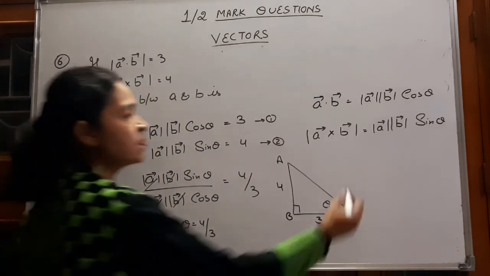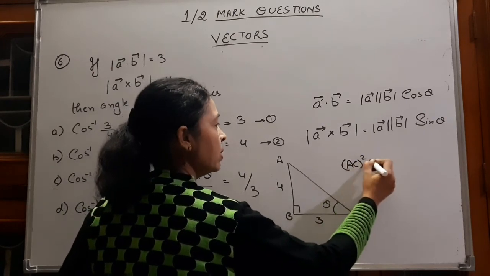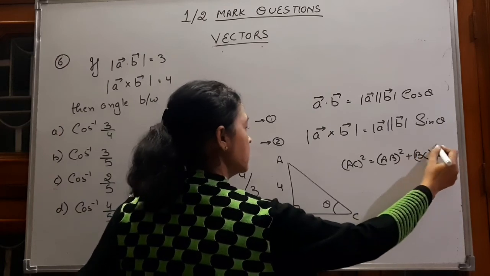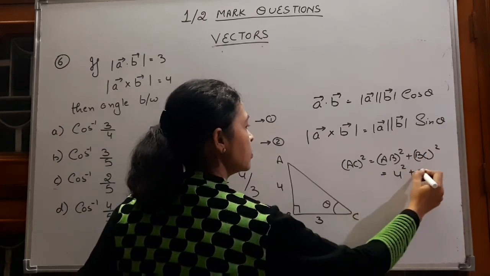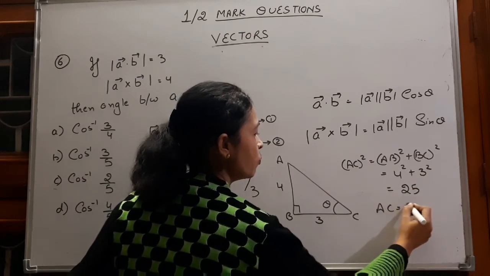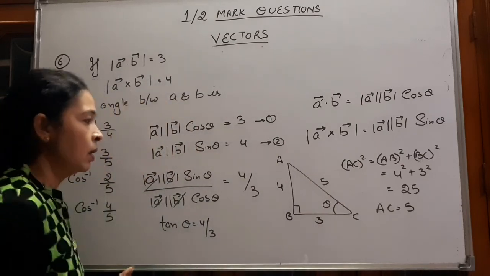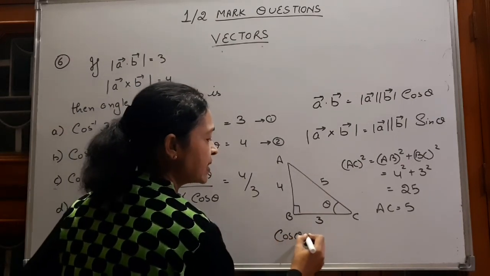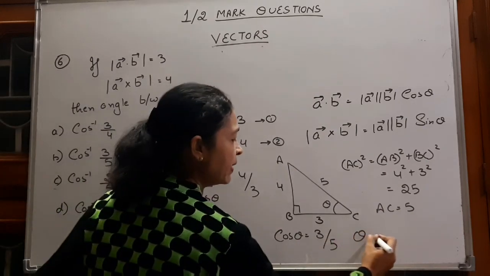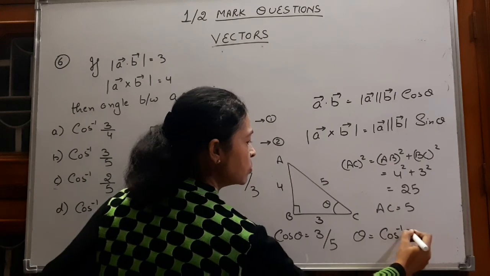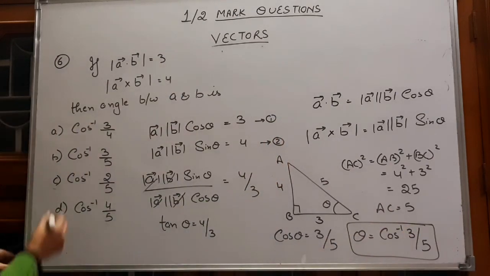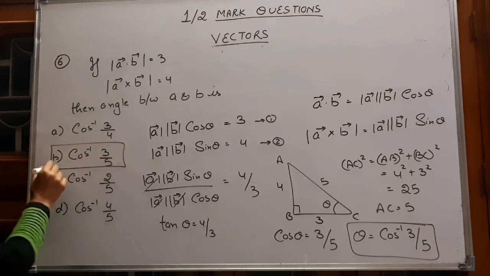What will be the value of cos theta? As per Pythagoras, AC whole square equals to AB square plus BC square, which is equals to 4 square plus 3 square. 16 plus 9, 25, and AC will be 5. Now what is cos theta? Adjacent side upon hypotenuse, 3 by 5. What will be the value of theta? Angle between A and B will be cos inverse 3 by 5. This is our answer. Therefore, option B is our correct option.